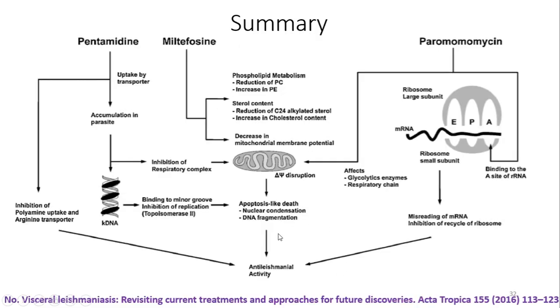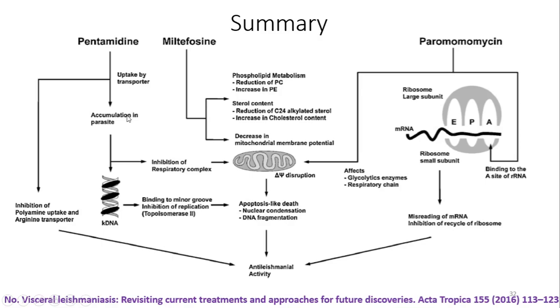So this is the summary of all of the agents that we have discussed. It can be summarized in this single slide. Pentamidine can be taken up by the transporter. It can inhibit the polyamine uptake and arginine transporter that might lead to anti-leishmanial activity that we have already studied. The pentamidine might be taken up by the transporter.